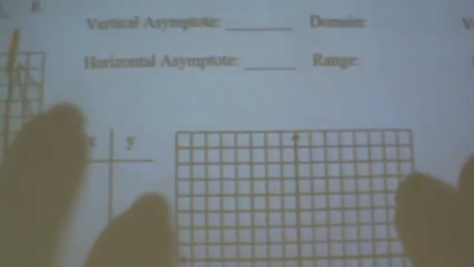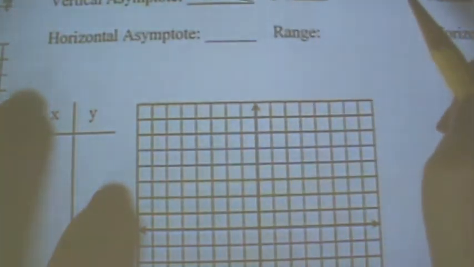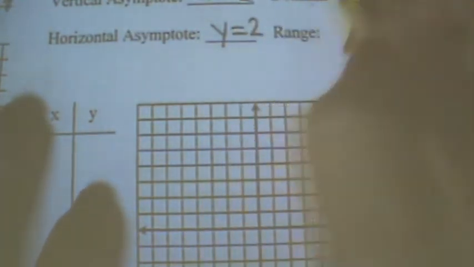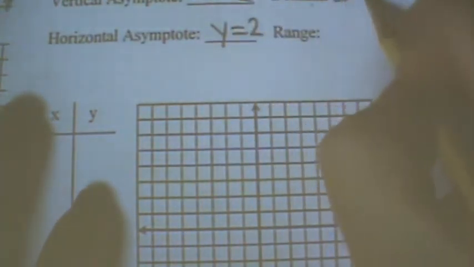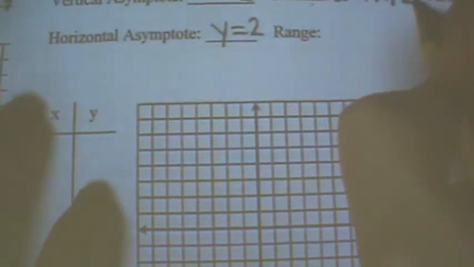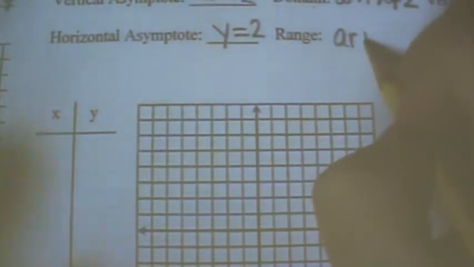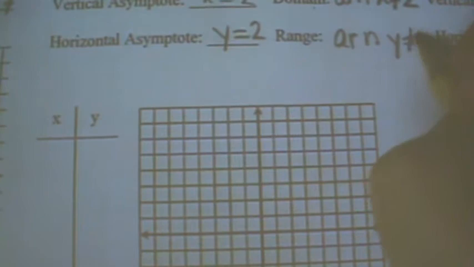How do you graph this one? The vertical asymptote is x equals 2. Then y equals just the regular 2. Okay, your domain is all real numbers, x can't be 2, and the range is all real numbers, y can't be 2.